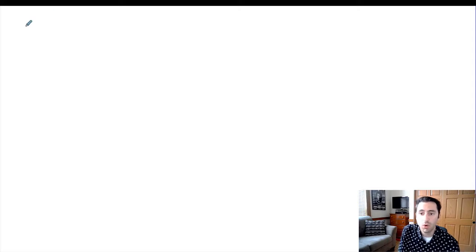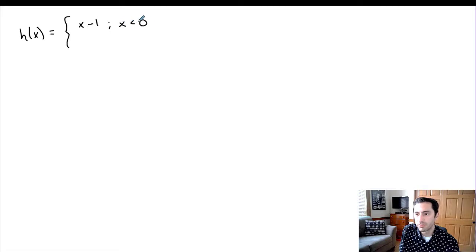So let's define one more function. Let's say we have a function h, and this is a piecewise function. The first part of our function is x minus 1 for all the values of x that are less than 0. And then once we get to 0, we'll switch, and now it's represented by x plus 1 for all the values that are greater than or equal to 0. Again, let's start by graphing this.